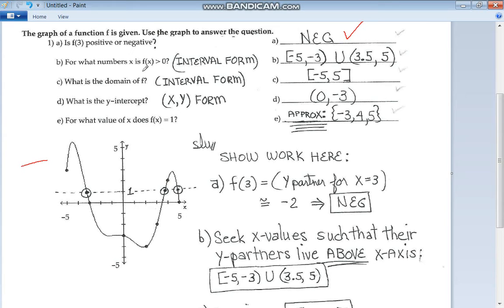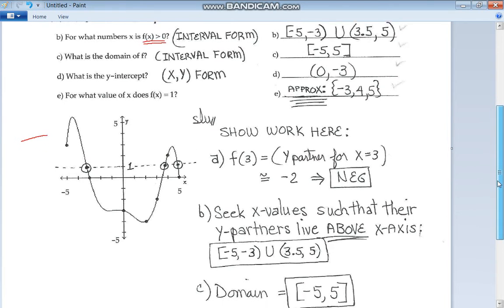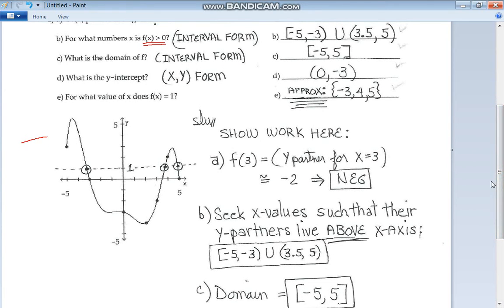Part B, for what number x is f of x, the y partner, greater than 0? Write your answer in interval form. Part B, we're looking for x values such that their y partners live above the x-axis. That's what it means when we say that f of x is greater than 0. It means the y partner is above the x-axis. So we just look at the x values. We're looking for the x values that have the y partners above the x-axis.